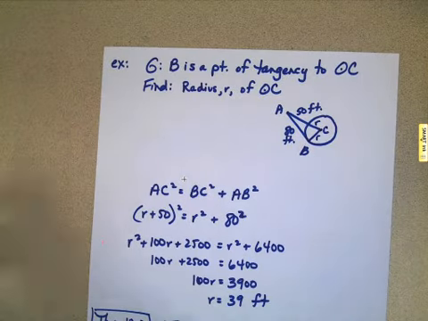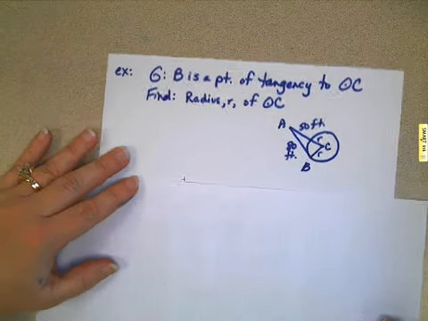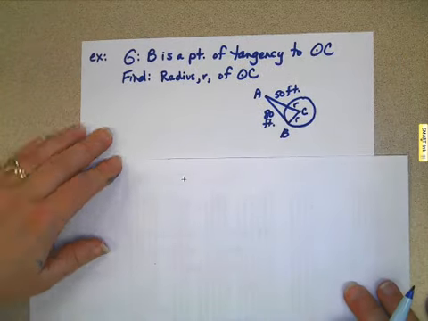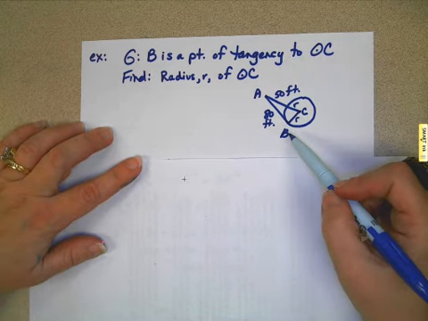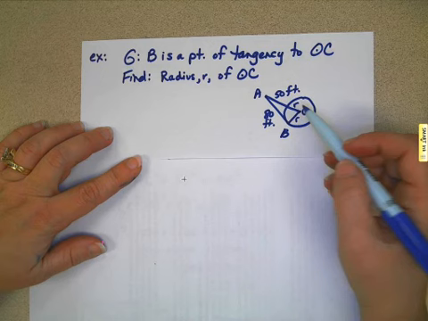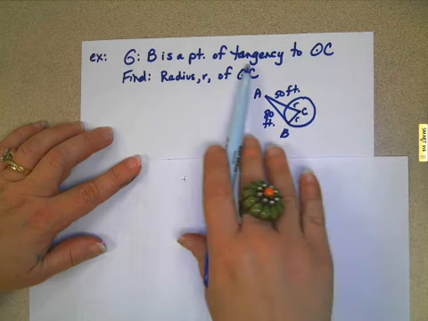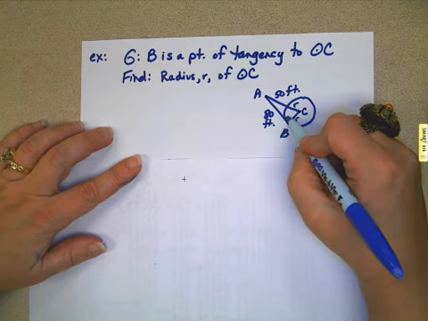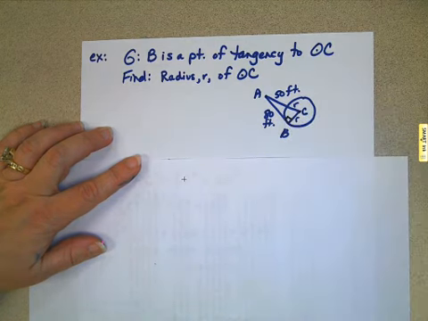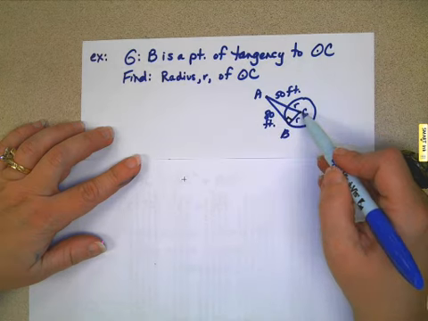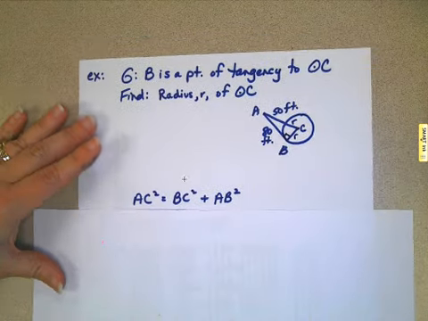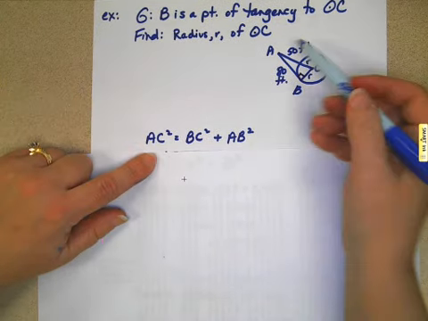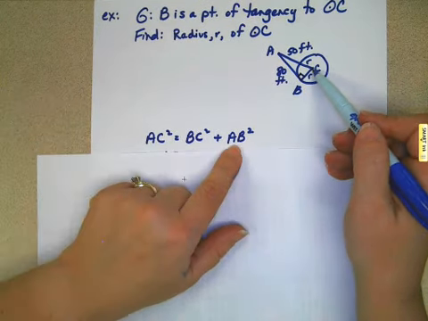All right. The next thing we're going to take a look at is another example. In this case, you might be given that point B is a point of tangency to circle C. So I know that by saying point of tangency, that means that AB is a tangent. It also means that this is a right angle. Because it's a right triangle, I can use the Pythagorean theorem. So this squared is equal to this squared plus this squared. I'm just going to write that down: segment AC squared is equal to segment BC squared plus segment AB squared.